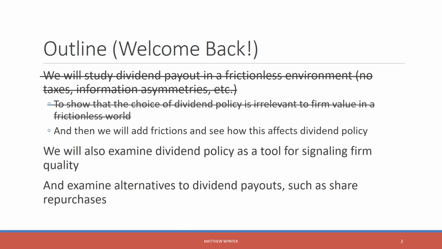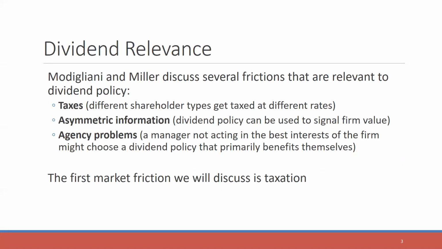So we'll examine dividend policy as a tool for signaling. We'll discuss taxes, asymmetric information, and agency problems. Modigliani and Miller were the first to really discuss different frictions in capital markets that make dividends relevant. So the first is going to be taxes. And the main idea is that different shareholders have different tax preferences.